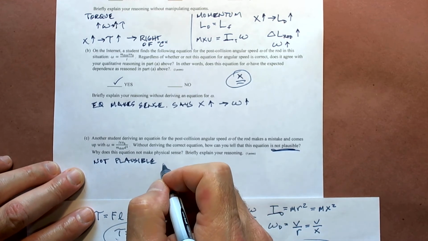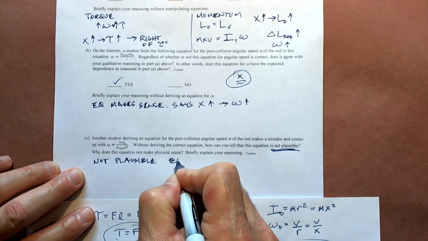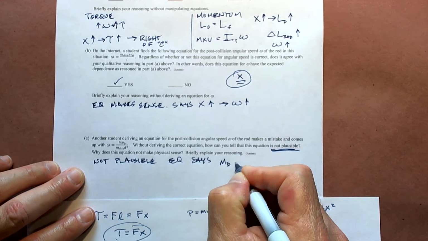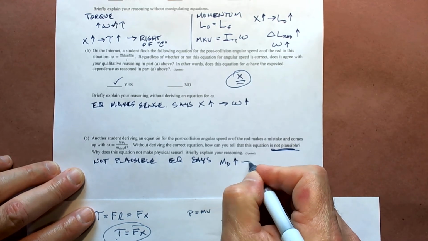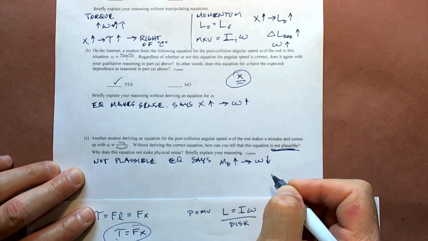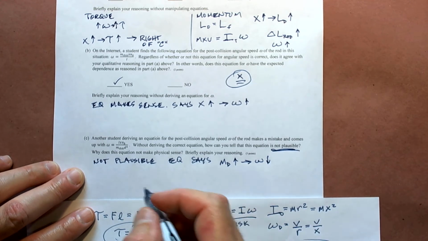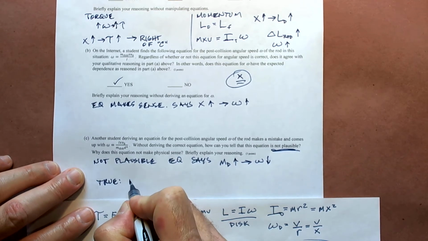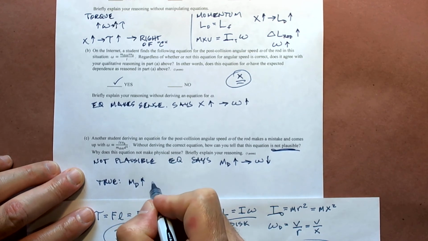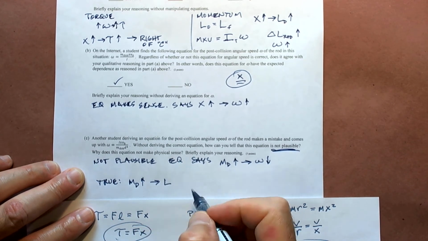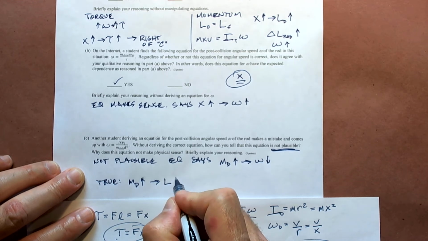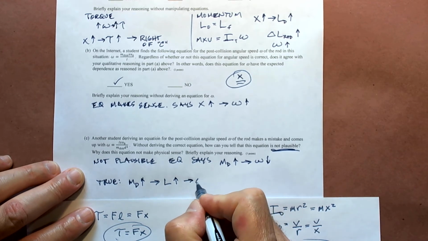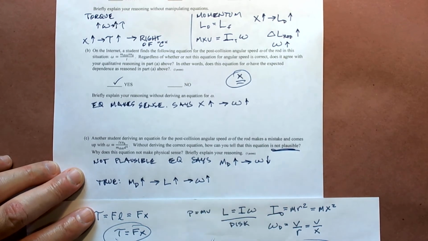Okay, not plausible because the equation says if m of the disk gets bigger, then omega gets smaller. Well, that just doesn't make sense because what's true is that when m of the disk gets bigger, the angular momentum, also the linear momentum for that matter, gets bigger. And we already know that if the angular momentum or the linear momentum get bigger, the angular speed is going to change more.